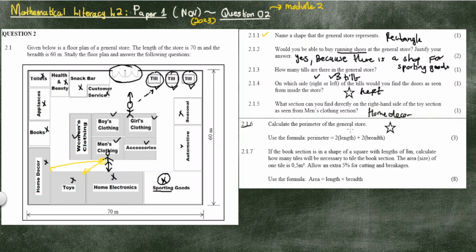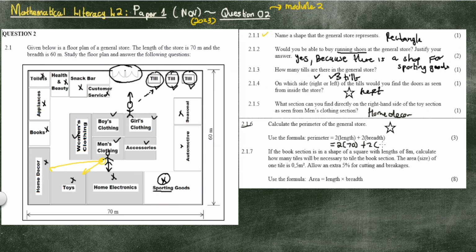2.1.6. Calculate the perimeter of the general store. You may use the formula perimeter equals 2 times length plus 2 times breadth. Okay, it's a straightforward one. You just substitute. So it's going to be 2 open bracket. What is the length? What are the dimensions of the length? Length is 70. Plus 2.